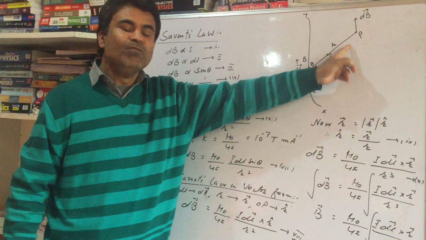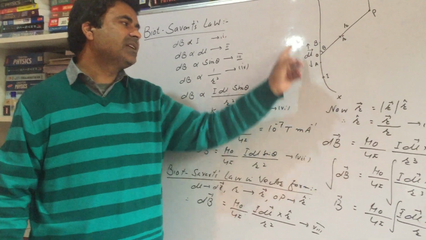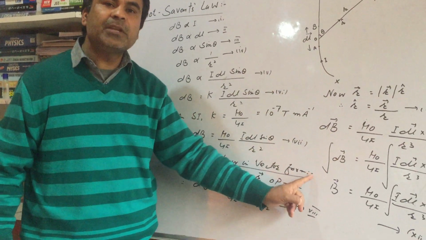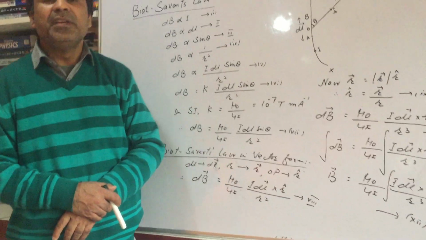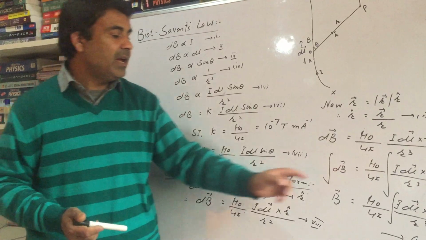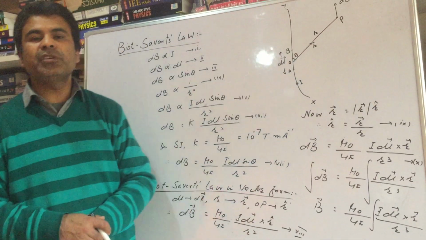point P. Again, the direction of the magnetic field at point P produced by this current carrying conductor is always perpendicular to the plane containing I dl and r, where I dl is the current element and r is the distance from the center of the element to the point of observation.